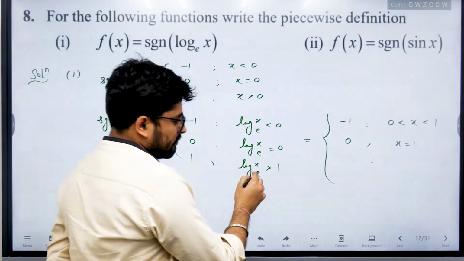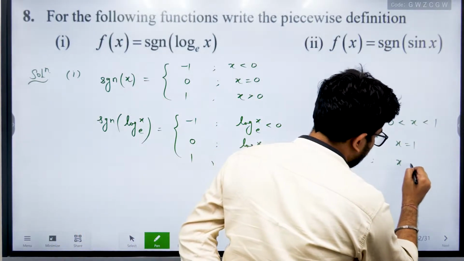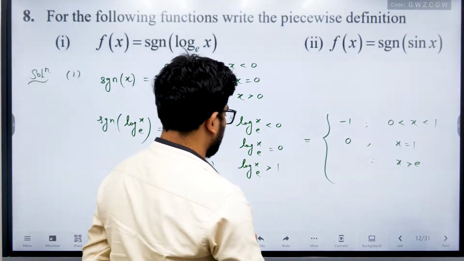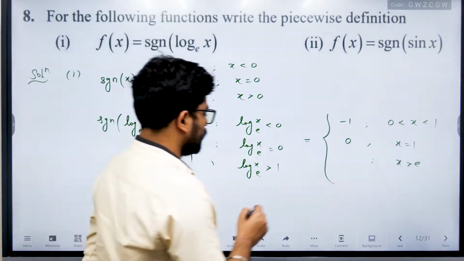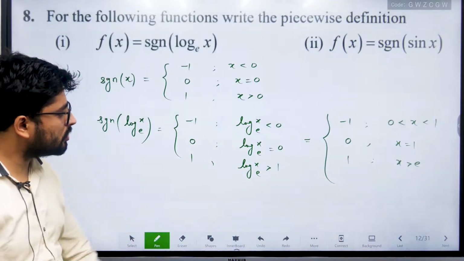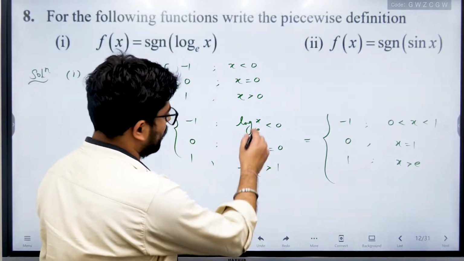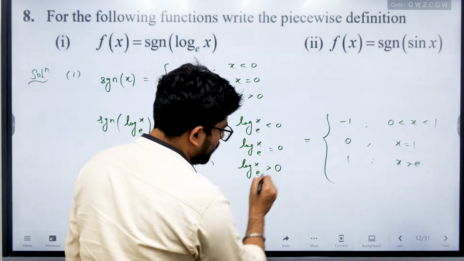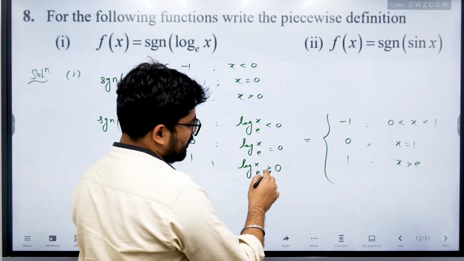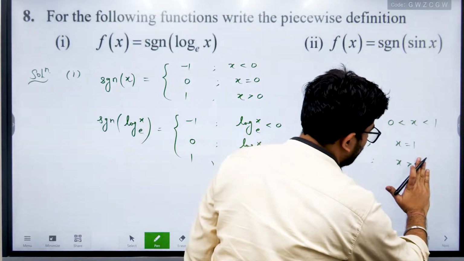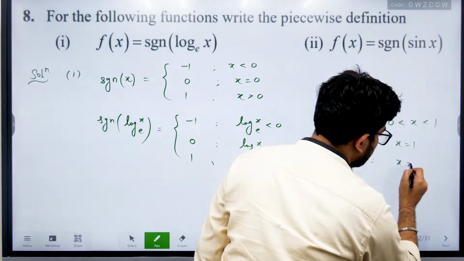And whenever x is greater than e, then the value is what? Sorry, this is what? Log x to the base e greater than 0. Sorry, this thing is what? 0. So ln x greater than 0 means x greater than e power 0, that is 1. Okay, that is 1.